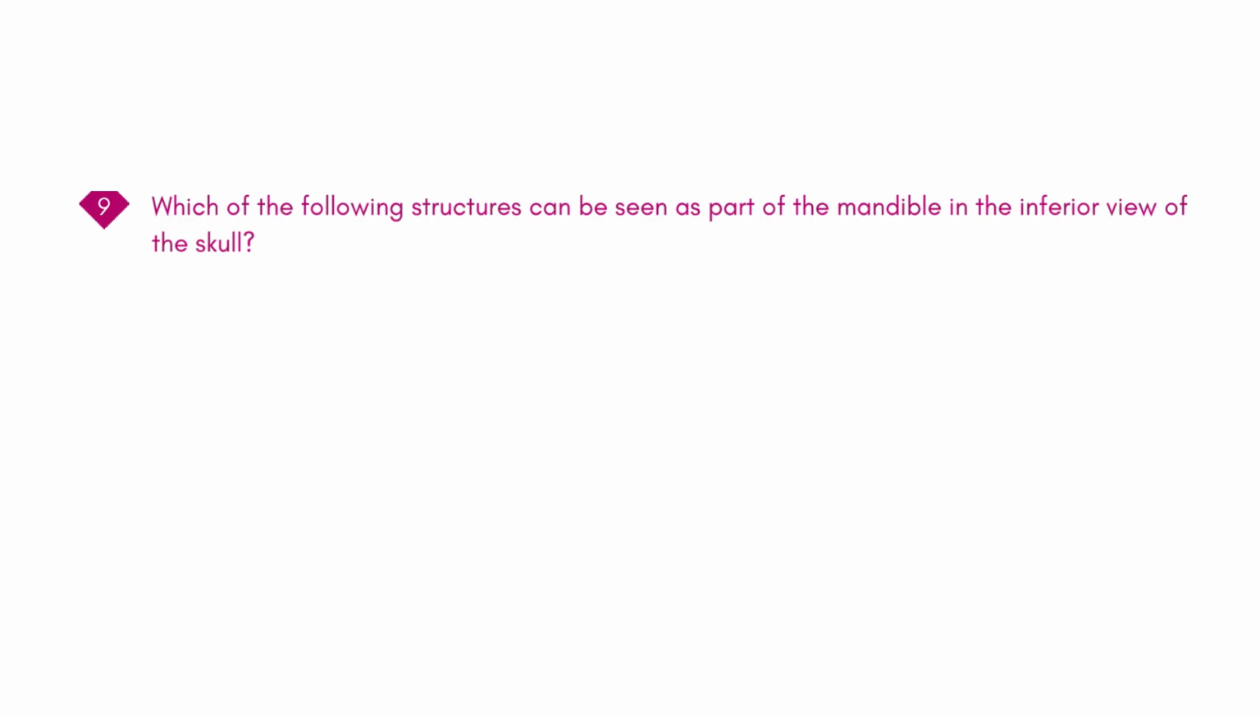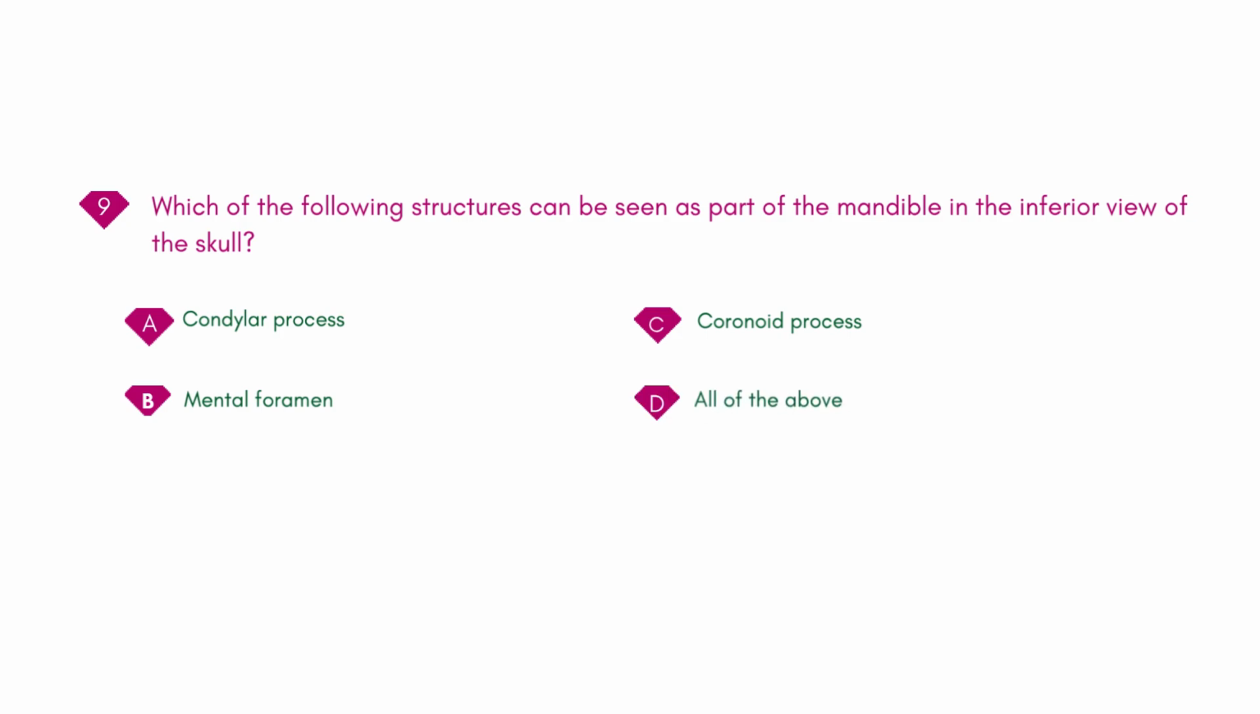Which of the following structures can be seen as part of the mandible in the inferior view of the skull? A. Condylar process. B. Mental foramen. C. Coronoid process. D. All of the above. Answer: D. All of the above.